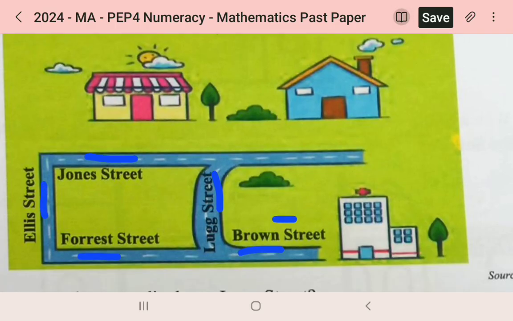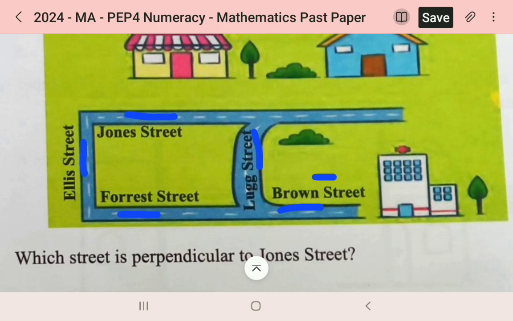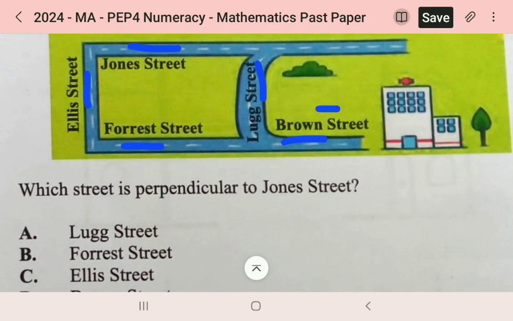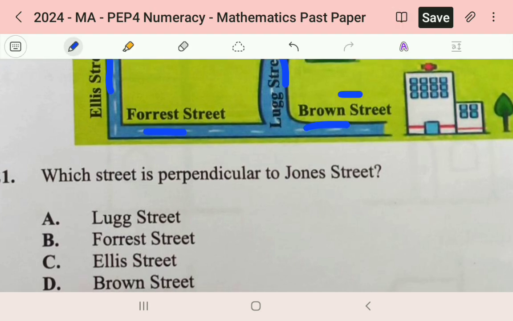Alright, let's see what they want. Which street is perpendicular to Jones Street? Remember now, perpendicular will meet at corners, right angles. So you're looking for Jones Street. Which one meets Jones Street? There would be Ellis Street. So 21 will be Ellis Street, and Ellis is at C.